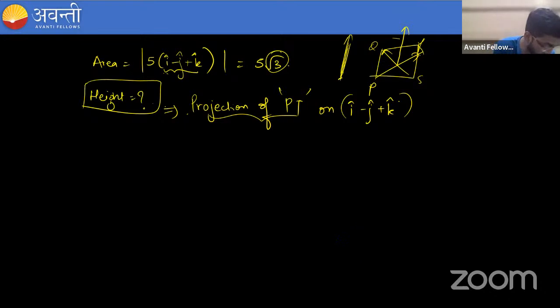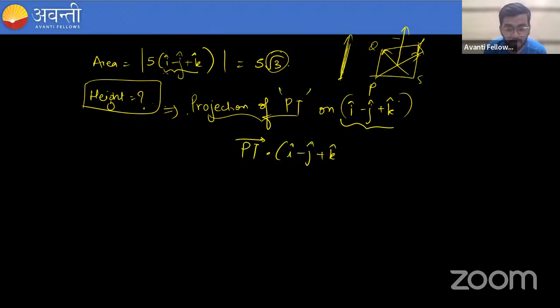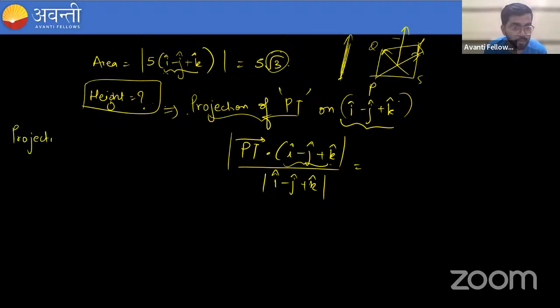Do you guys know how to find the projection? To find the projection, you have to take the dot product of PT with i cap minus j cap plus k cap, and then divide by the modulus of this vector, which is the modulus of i cap minus j cap plus k cap. So this is like the projection of A bar on B bar. Do you know the formula for the projection of A bar on B bar?